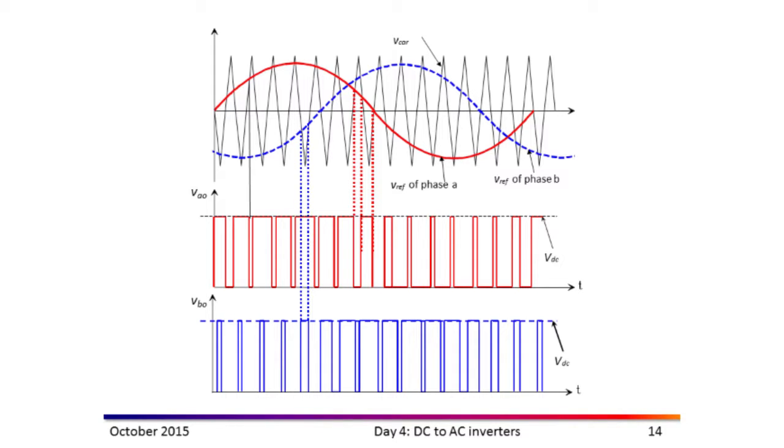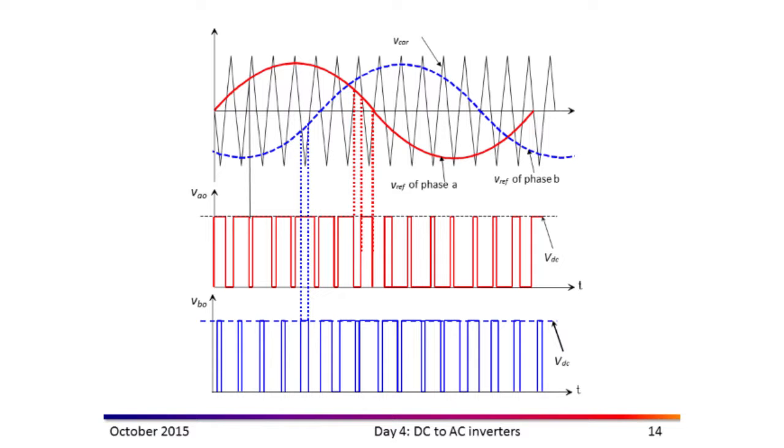So let me show you an example. This is the modulation index, which is V reference over V carrier. Let me show you this one in an example, better to simulate. This is the pulse width modulation. This is how I create those pulse width modulation.